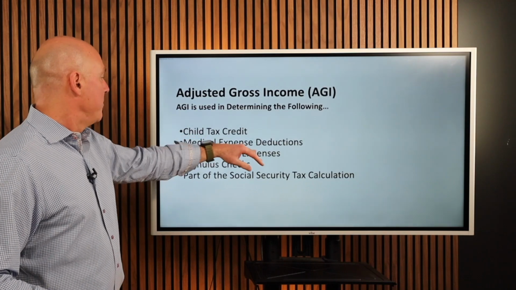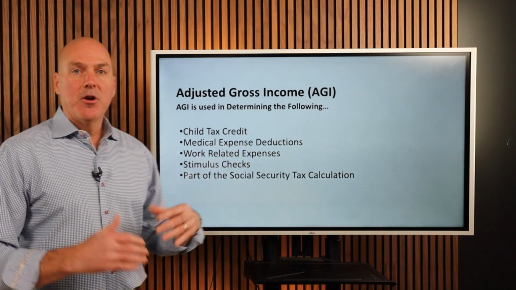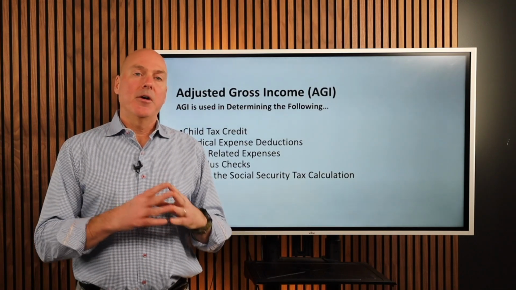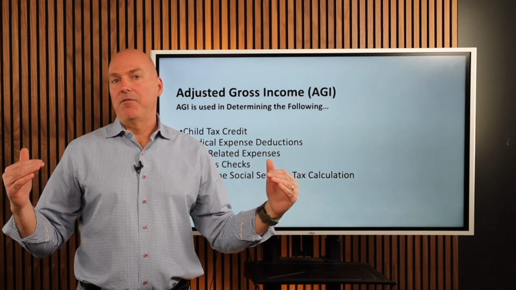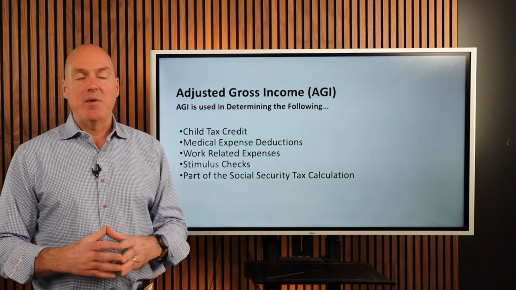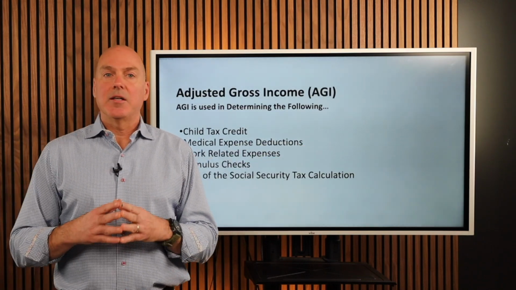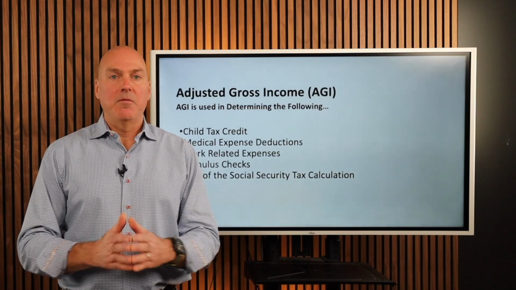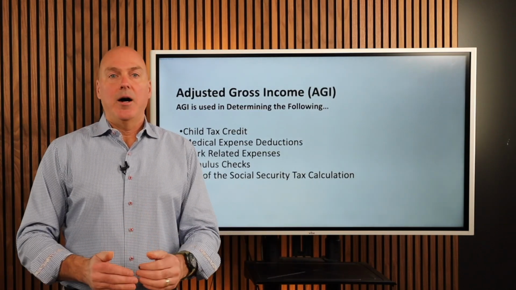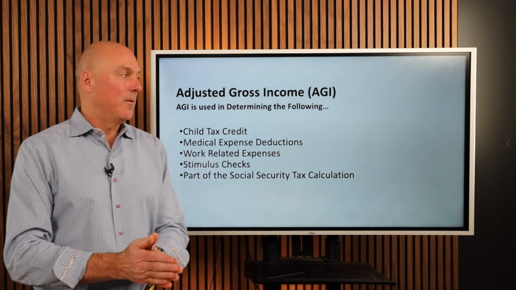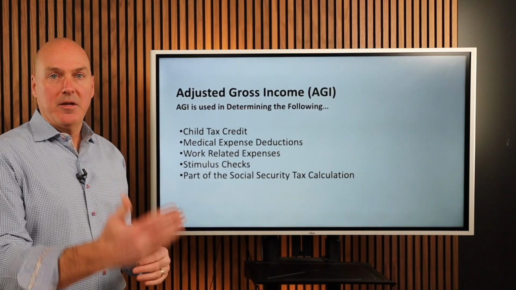Medical expenses. If you're itemizing your deductions and you have high medical expenses, they're going to have basically a floor essentially. So you're not going to get to deduct any medical expenses until they exceed 7.5% of your adjusted gross income. So if you make $100,000 a year, if you have $7,500 of medical expenses, you don't get to deduct any of that if that's what your AGI is, only things above that.